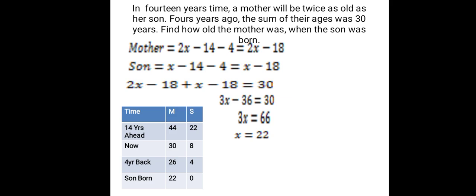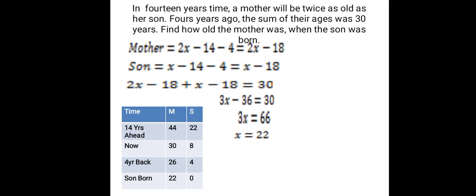Now, let's assume the mother's age when she is twice as old as the son is 2x. Now the son will be x. But that is 14 years ahead, so we subtract 14 from 2x. The sum of the ages was 30.